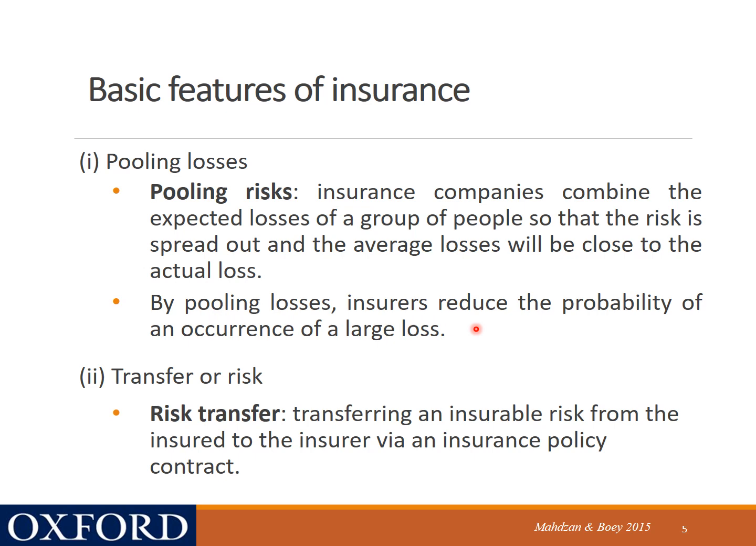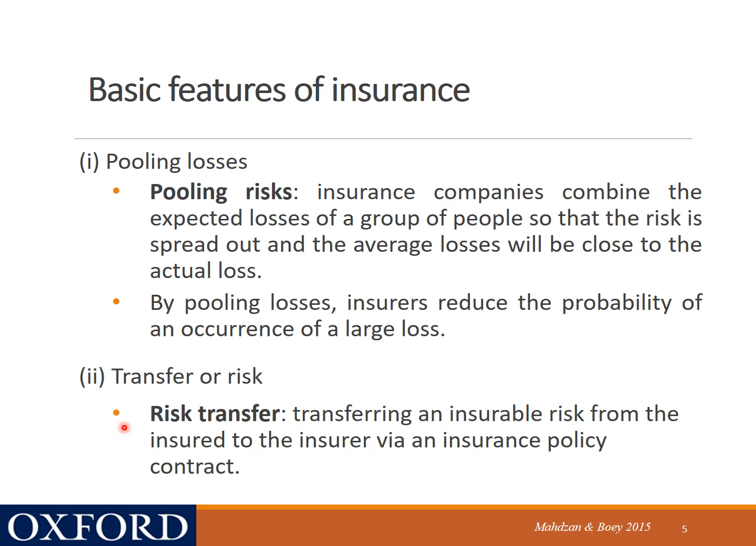So by pooling losses, we have also learned in the previous chapter that insurers reduce the probability of an occurrence of a large loss. Even though we pool the losses, and there is a probability that many people in the group may have a loss at the same time, the probability of that happening is very small. The probability of a large loss becomes very small when more people are added into the pool.